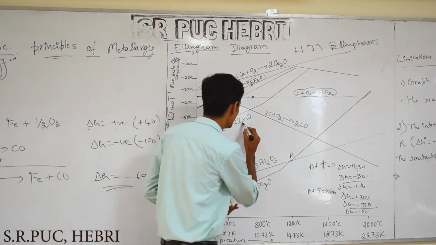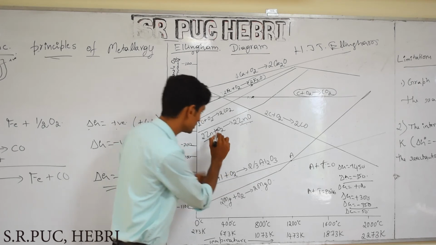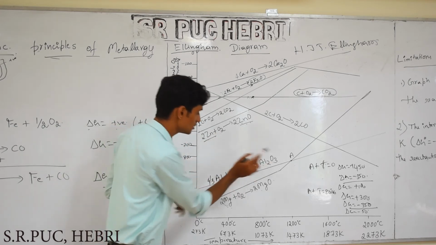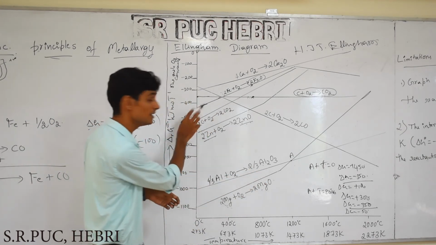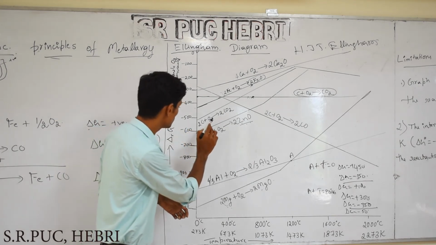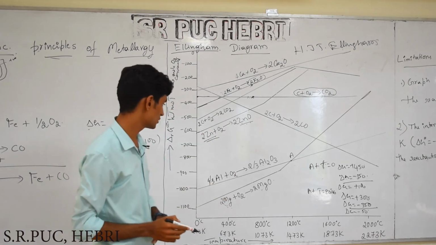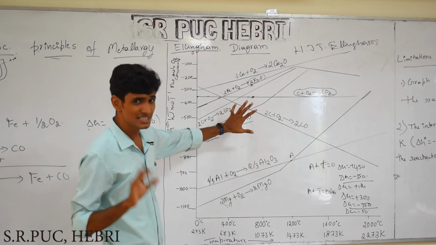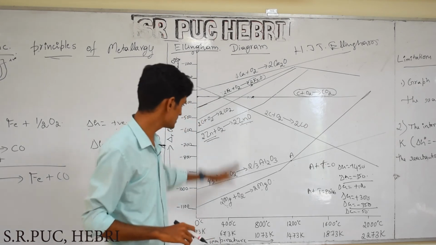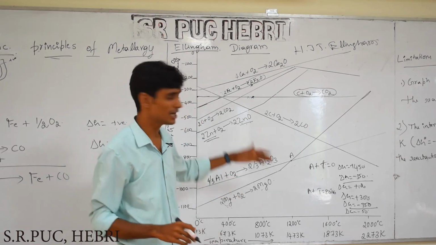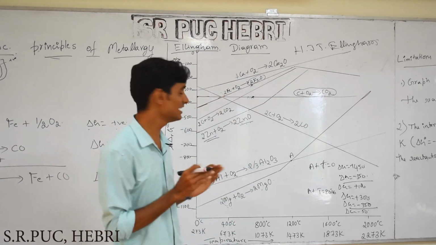And zinc metal cannot reduce aluminum oxide, and it cannot reduce magnesium oxide, because the line of zinc is present above those. Okay, so this is just a simple idea: whichever metal is present below can reduce the oxides present above it. So this is the use of the Ellingham diagram.